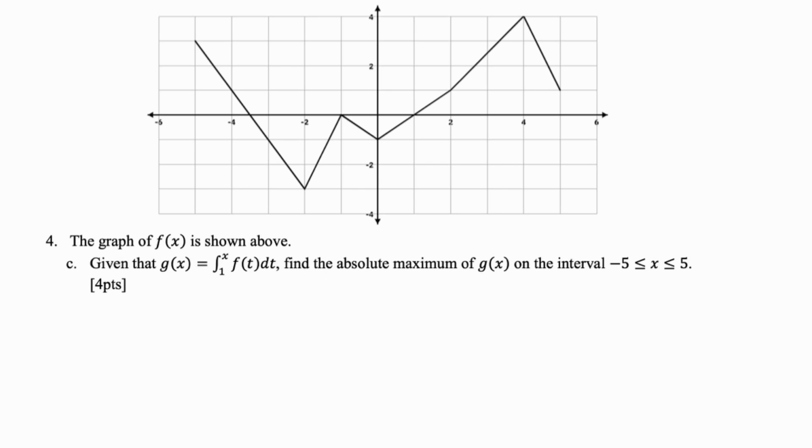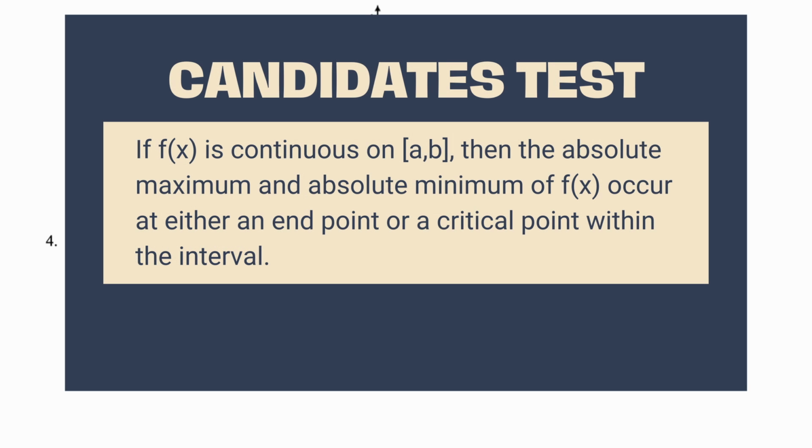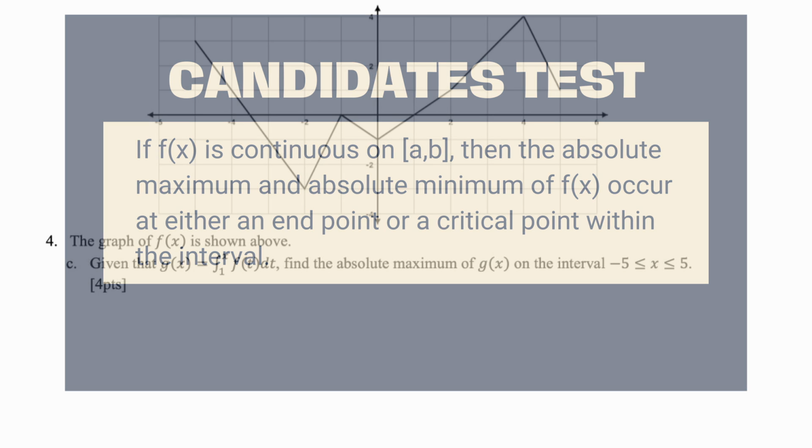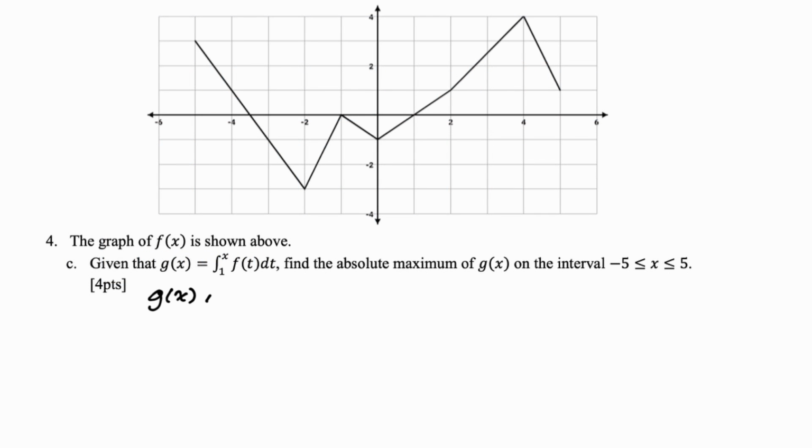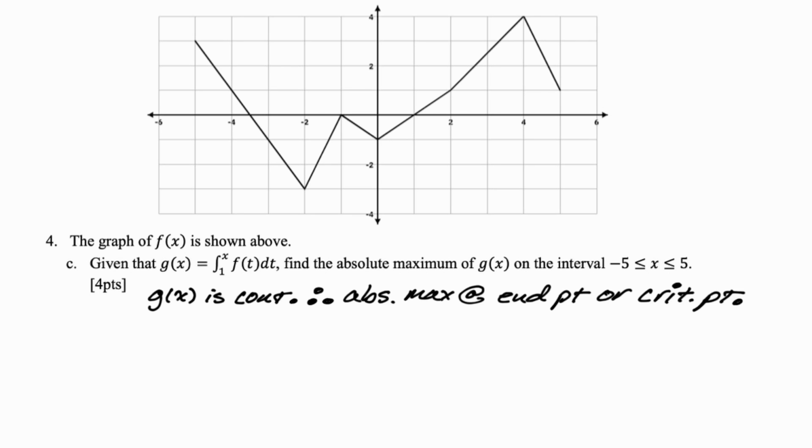All right, so I'm going to use the candidates test, because absolute max, absolute min, or the range of the function is always going to be a candidates test type thing. So I need to say that g of x is continuous so that I'm allowed to use it. g of x is definitely continuous because g prime exists for all x in the domain, but I don't want to write that, and I think you can get away with not writing it. But I'm going to say, therefore, the absolute max is going to be at an endpoint or a critical point.